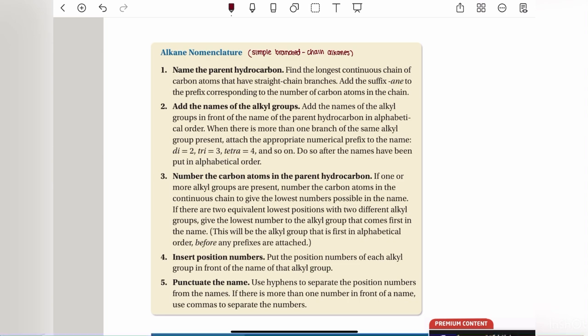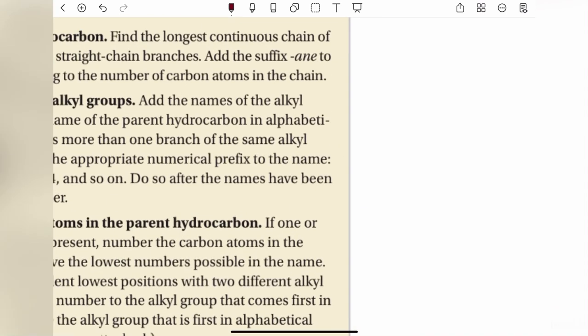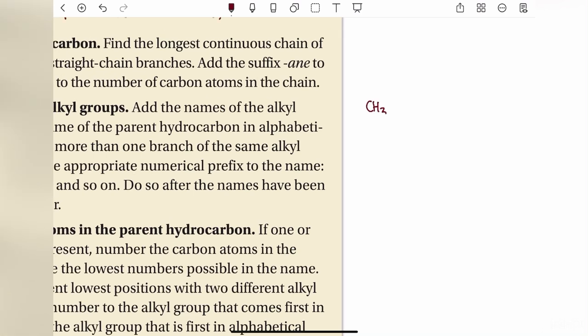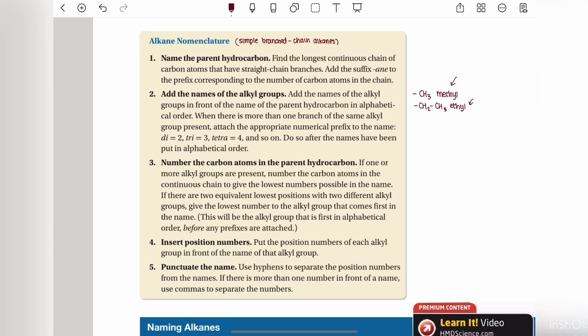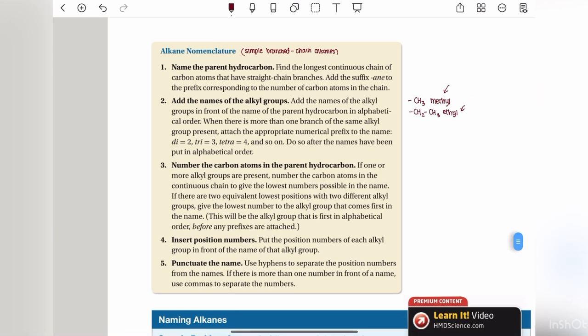We'll have to identify those alkyl groups first, and that is why it's important to know, for example, that a CH3 group is a methyl group, and that a CH2 attached to a CH3 is an ethyl group. So that's why it's important to know these names. So add the names of the alkyl groups in front of the name of the parent hydrocarbon in alphabetical order. So again, this is important.